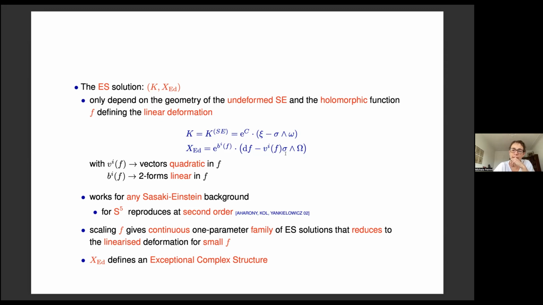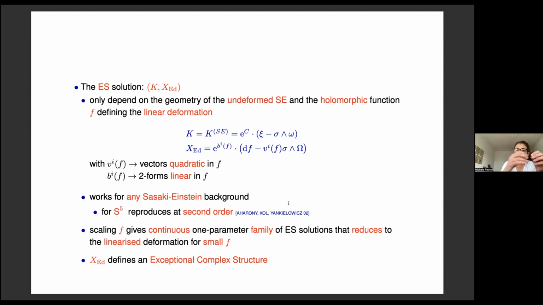And we can prove that the solution exists for any Sasaki-Einstein background. And again, if we specialize to S5, it's another way of reproducing the solution of Aharony, Yankielowicz. So if you look at this, you see that we can vary F. F is just a holomorphic function on the Calabi-Yau cone, so we can vary F. And in this way, we find a continuous family of solutions.